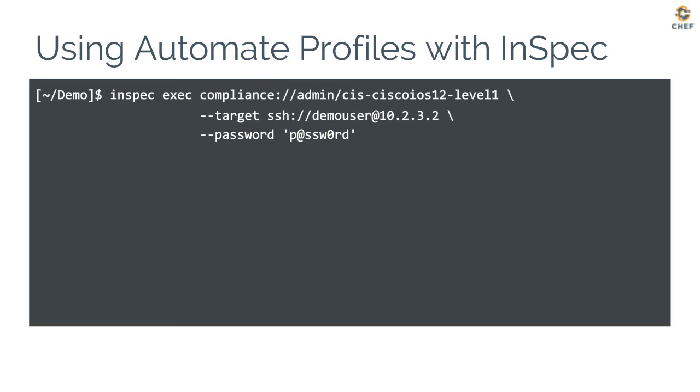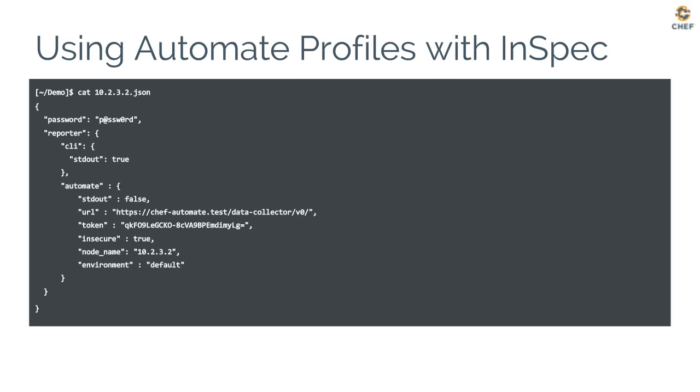Then you can execute these profiles by running inspec exec compliance://your username and the profile you want to run. Then you pass in a target. In this case, we're using SSH with the demo user account, and we're targeting a device at the IP address 10.2.3.2. And then lastly, you can specify the password. Now, for the astute among you, you may have noticed there was a password specified on the command line in the previous slide, which is no bueno.